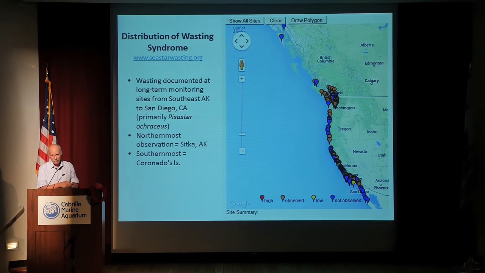I'm putting this up. You can also get this map from pacificrockyintertidal.org or from seastarwasting.org. It's a really nice website if you want to track what's happening with the disease. You can zoom in. This is a mess right now, but you can zoom in and see exactly which sites have been reported to have the disease and which sites have been reported not to have the disease.